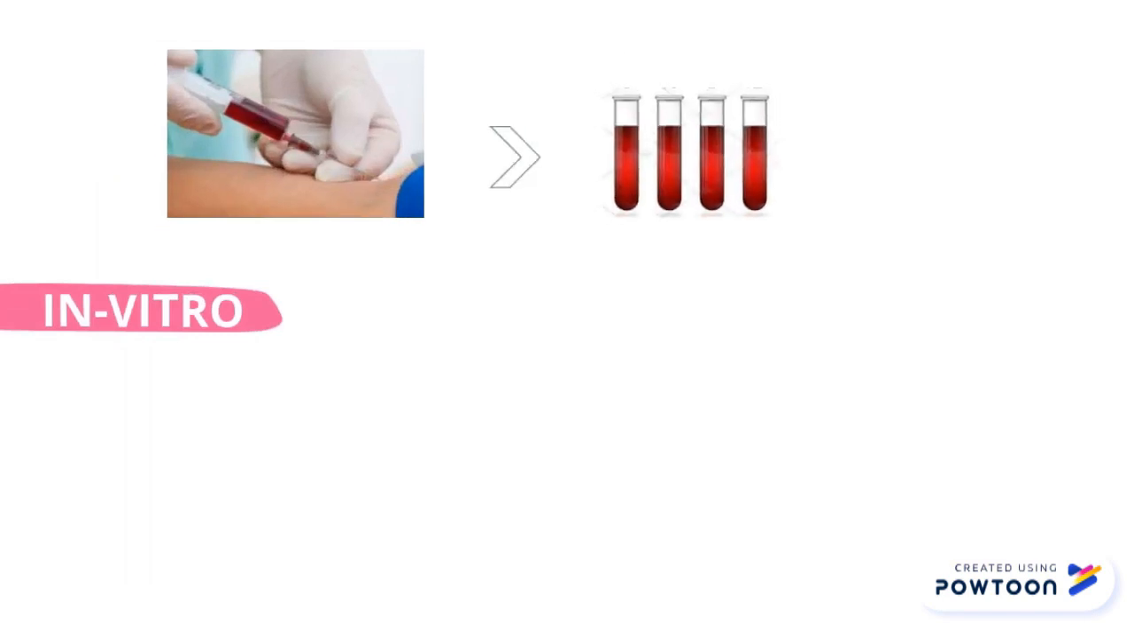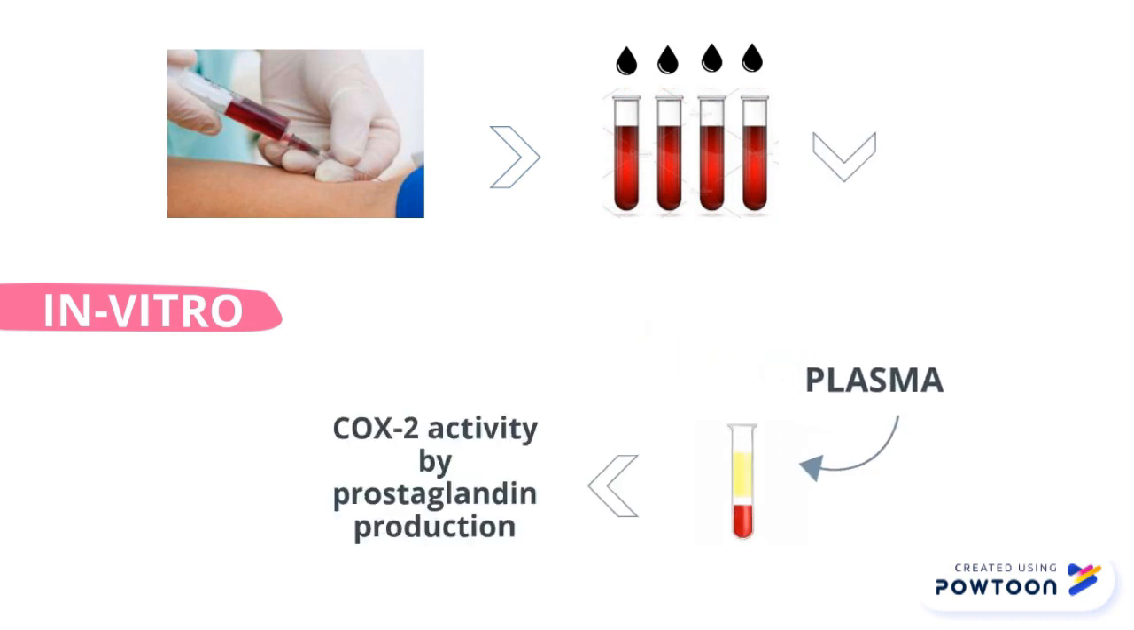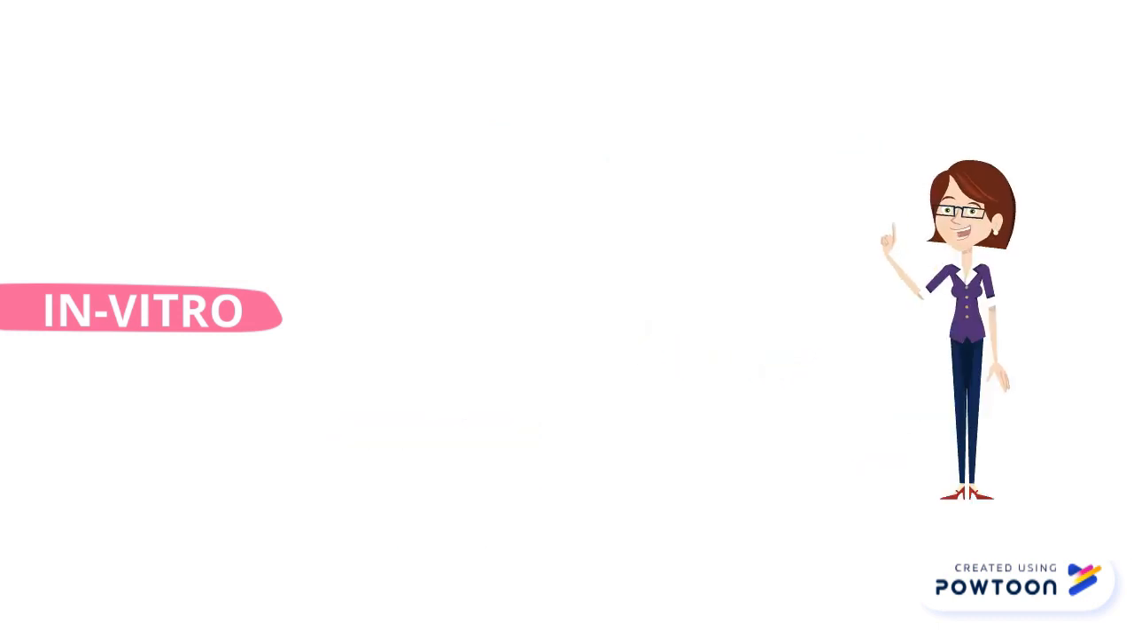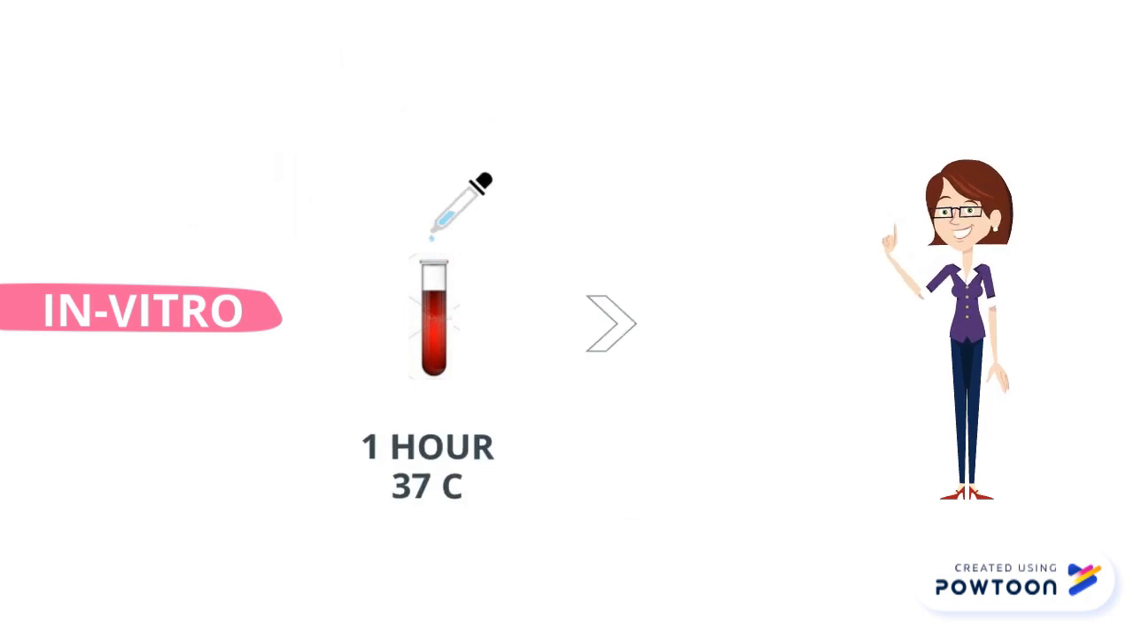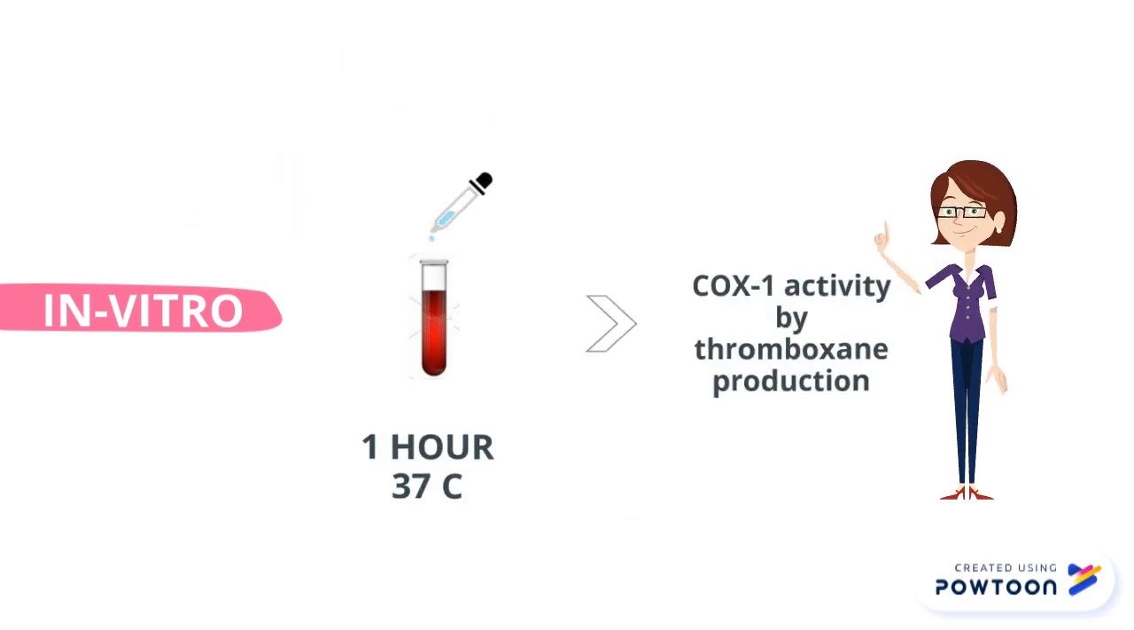For the in vitro test, blood will be taken from a healthy human who hasn't taken any drugs for a week. Then the blood will be tested in 4 different concentrations of inhibitors. The plasma of the blood will be observed to measure the COX-2 activity, by prostaglandin production. Next, Arcoxia or Etoricoxib at certain concentration will be added to the blood and it will be left to clot for 1 hour at 37 degrees Celsius, to measure the COX-1 activity by thromboxane production.